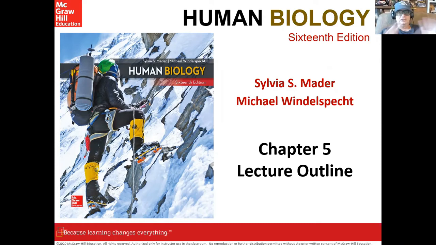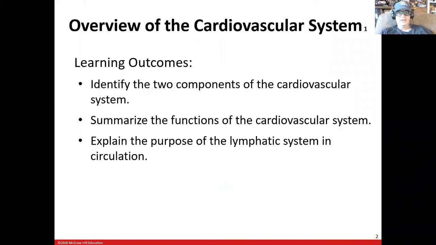This is chapter 5 for human biology, and we're going to go over the cardiovascular system. We'll also talk about the lymphatic system. The purpose of the lymphatic system is to return fluid to the cardiovascular system.